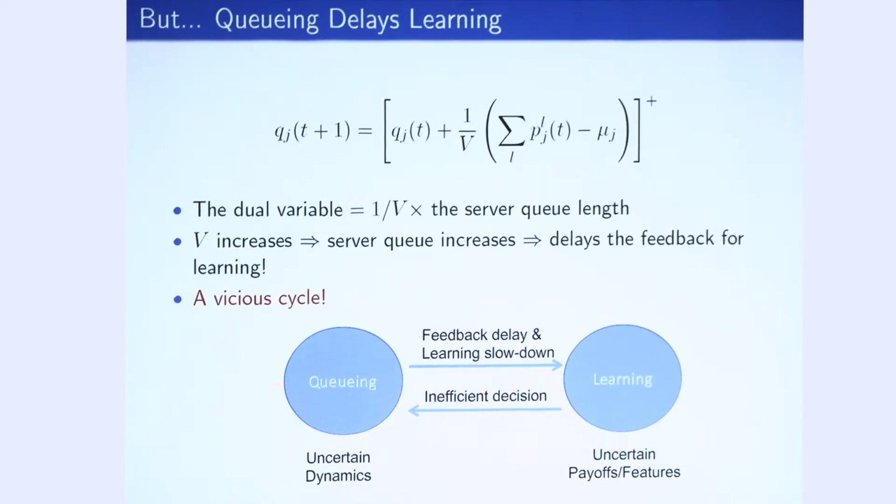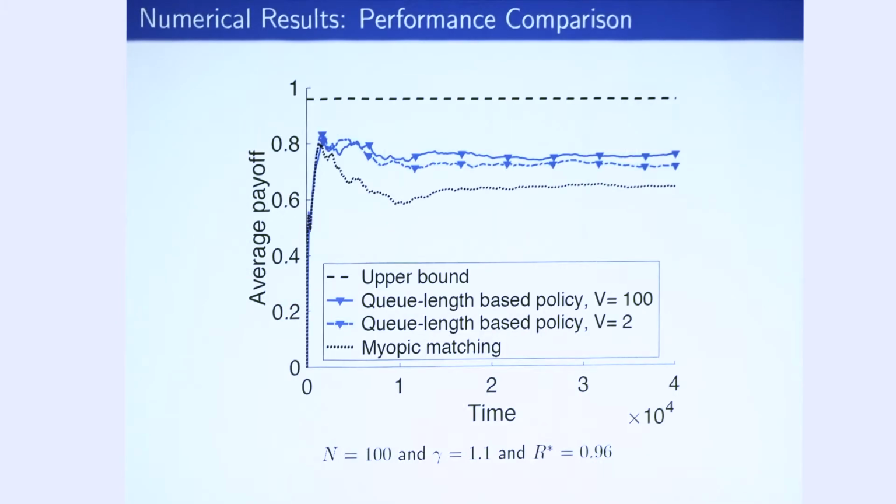In one direction, as we explained, queuing can cause feedback delay and slow down the learning process. In the other direction, because of the feedback delay, the learning will become less accurate. The inaccurate payoff estimator will lead to inefficient decisions, which can possibly also increase the queuing. So this closed loop interaction, if not properly managed, will degrade the system performance. Here is one simple numerical result based on our running example to show that this performance degradation is real. The Oracle upper bound is 0.96 here.